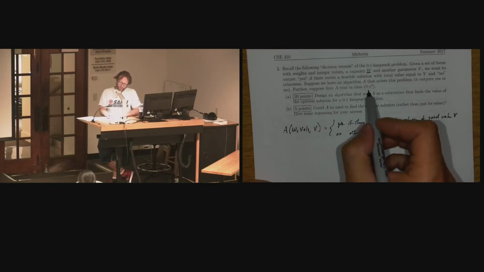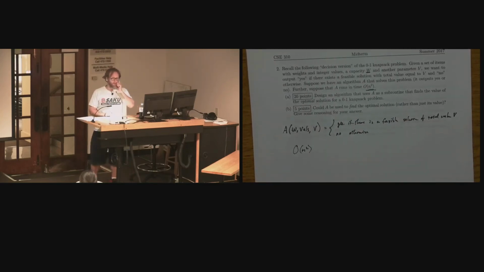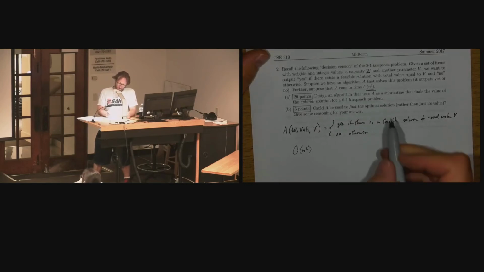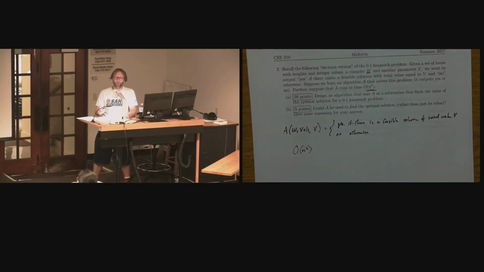Okay, and suppose that this runs in order n squared time, right? And you'll see that you can kind of do that, but it's called pseudo-polynomial time, right? When we look at dynamic programming after graph algorithms after the midterm, you'll see a kind of a solution that looks like this. Design an algorithm that uses A as a subroutine that finds the value of the optimal solution. Remember, what are we trying to do here?